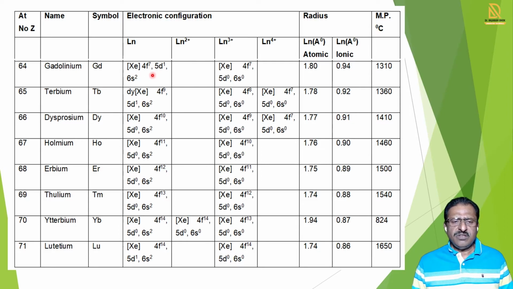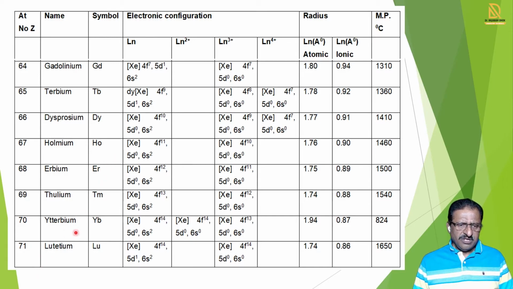Now here the electronic configuration is not 4f8 and 5d0, because due to the half-filled stability, one of the electrons is filled in the d orbital, and 4f also contains 7 electrons. So the electronic configuration is 4f7 and 5d1. So you see here, europium and gadolinium both contain 7 electrons in the f orbital. Then terbium contains 4f9, 5d1, 6s2.